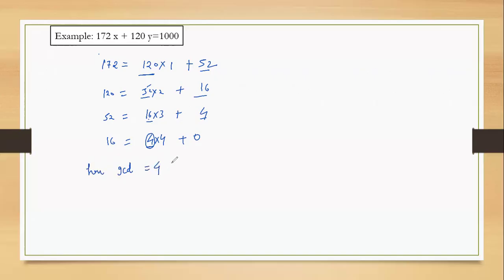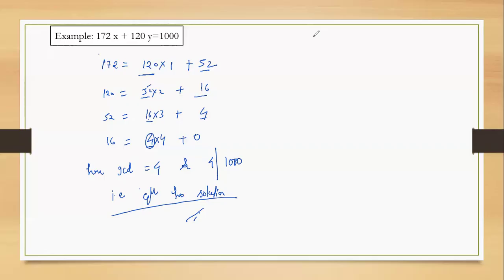Here the GCD is 4 and 4 is dividing 1000. That is, this equation has a solution. The solution we will find later, but here we need to determine only whether this equation has a solution or not. The criteria for finding the solution we will discuss in the next video.